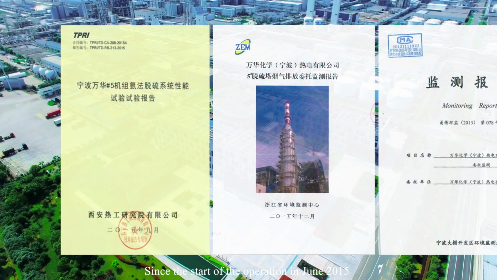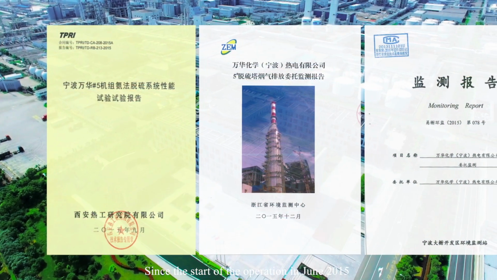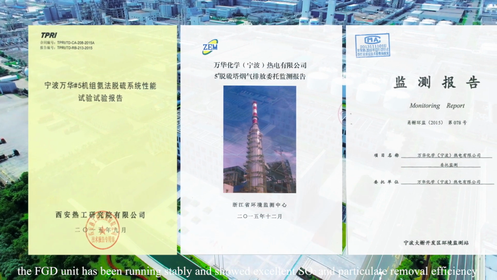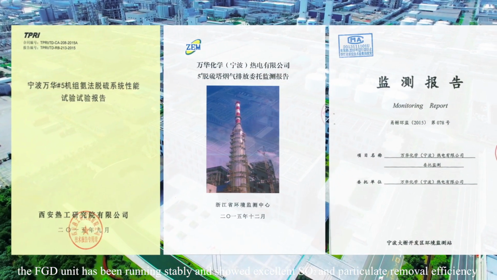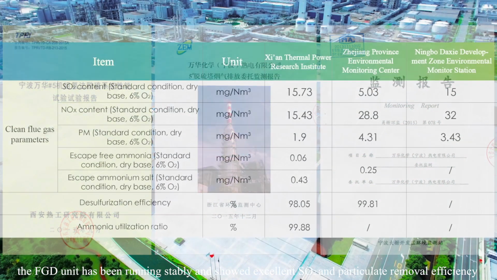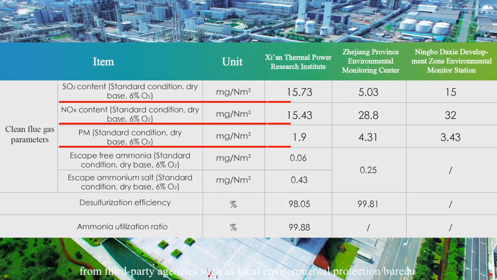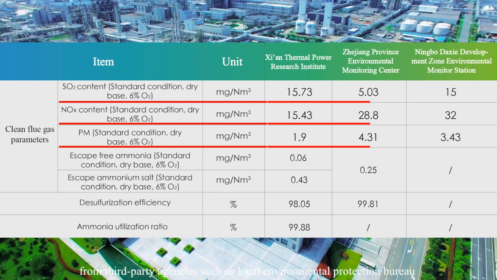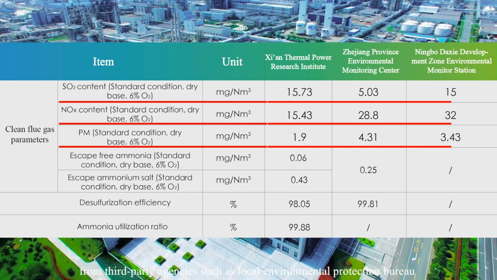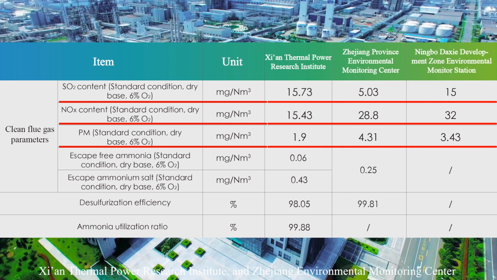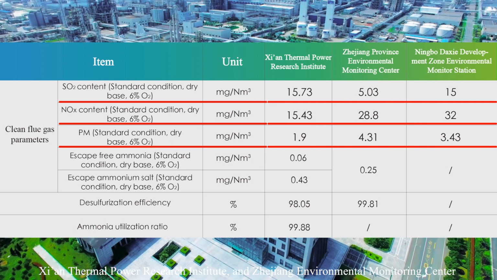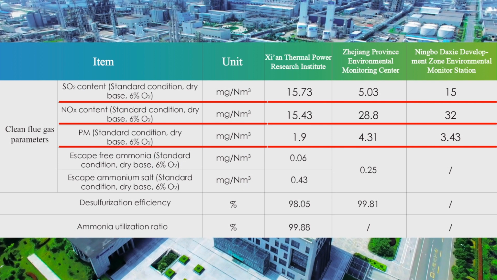Since the start of the operation in June 2015, the FGD unit has been running stably and showed excellent sulfur dioxide and particulate removal efficiency. This project has passed performance tests from third-party agencies such as Local Environmental Protection Bureau, Xi'an Thermal Power Research Institute, and Zhejiang Environmental Monitoring Center.